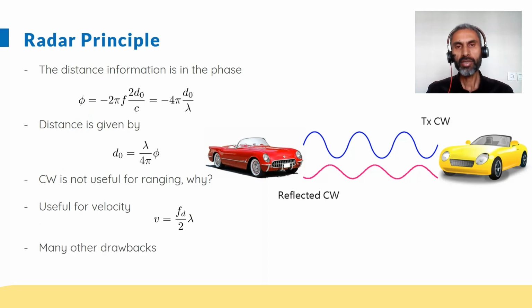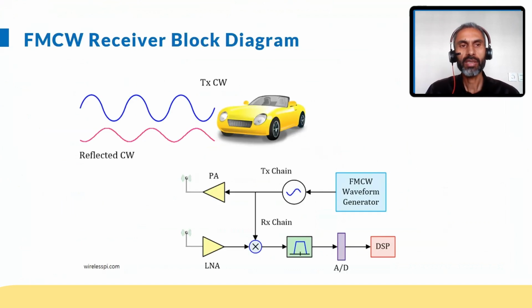There are many other drawbacks in CW as well, not only the limited range within 2π, which we will not discuss, but we'll move on towards an FMCW radar, which is a CW but modulated with linearly changing frequency.